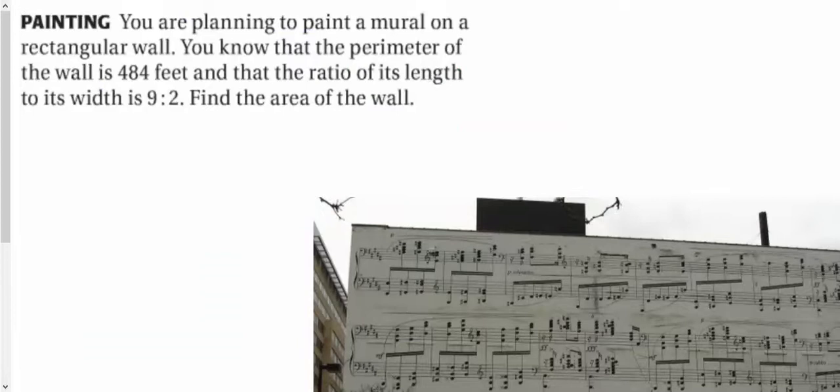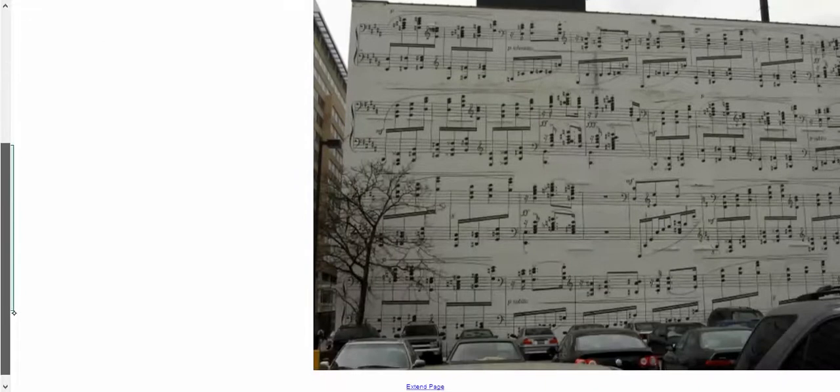I'm planning to paint a mural on a rectangular wall. You know that the perimeter of the wall is 484 feet, and that the ratio of its length to width is 9 to 2.